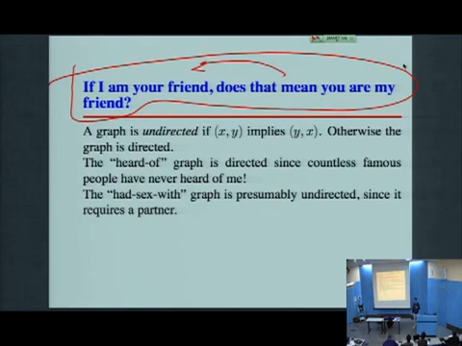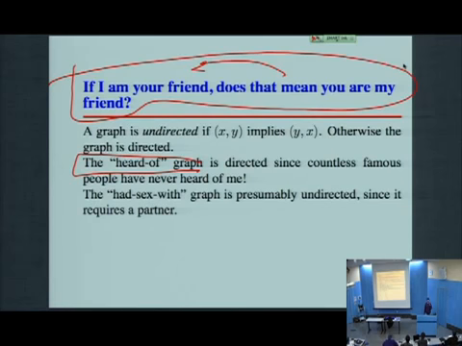Is that true in life? Not necessarily. Certainly not in the heard-of graph. Let's think about the heard-of graph, where there's an edge from x to y if x has heard of y. Is that a directed graph or an undirected graph?